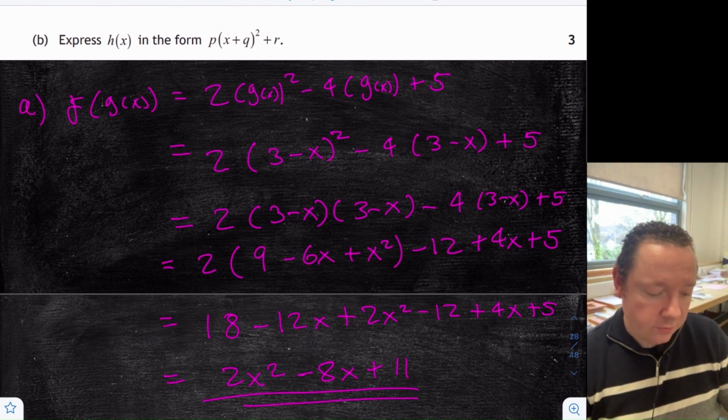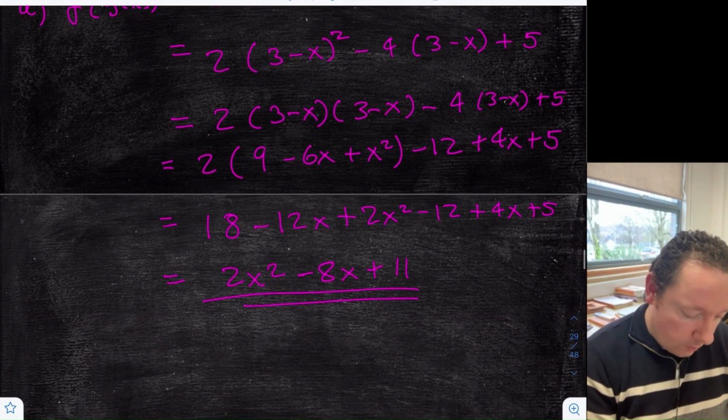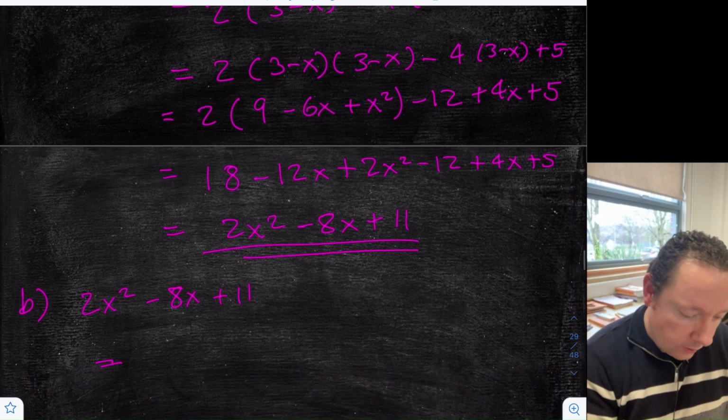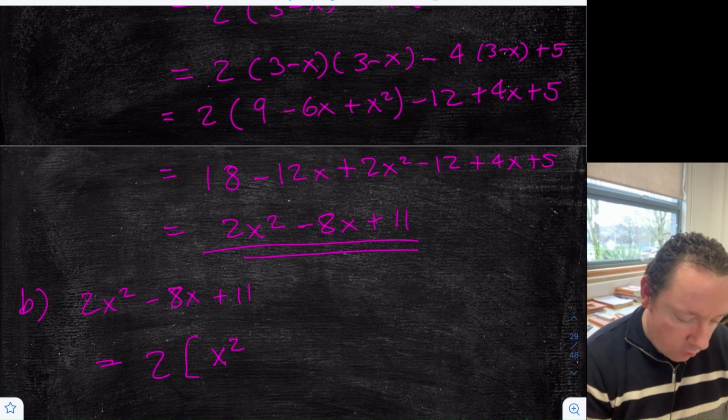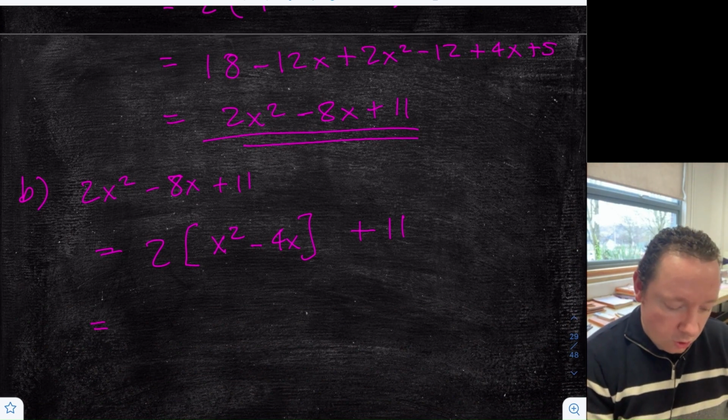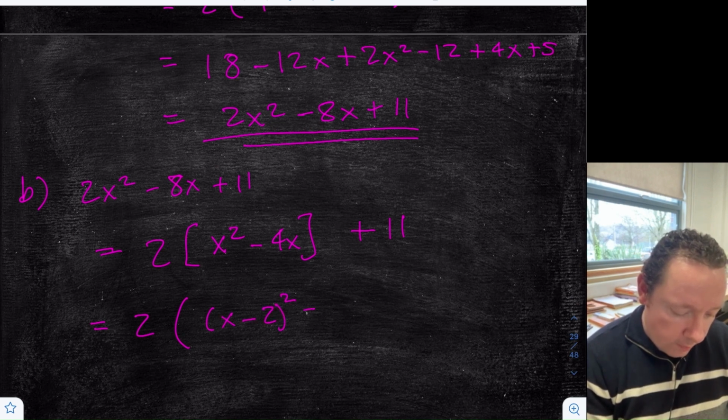Part B, express h of x in the form p(x plus q) squared plus r, so complete the square in other words. So part B, we've got 2x squared minus 8x plus 11, so that's going to equal, well, we take common factor between the first two terms, which is 2, so that gives me x squared minus 4x, and I've still got the plus 11 hanging on the end, and then we complete the square with the x squared minus 4x, so that's 2 (x minus 2) all squared, take away minus 2 squared, plus 11.